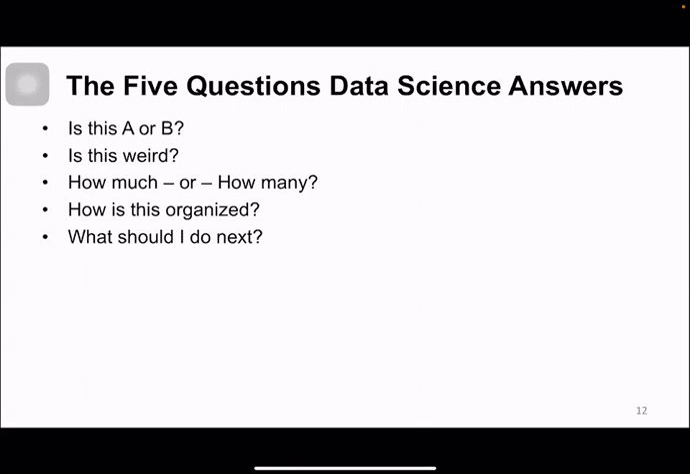The second question is: is this weird? Then, how much, how many? And then, how is the data organized? And what should we do next? So now let's look at a specific example for each question.